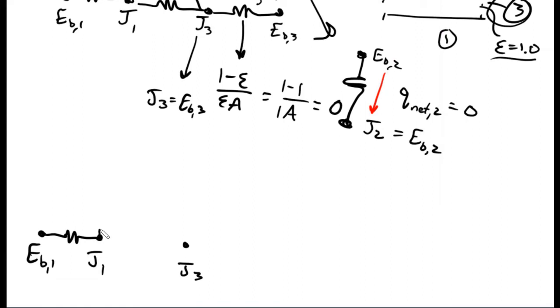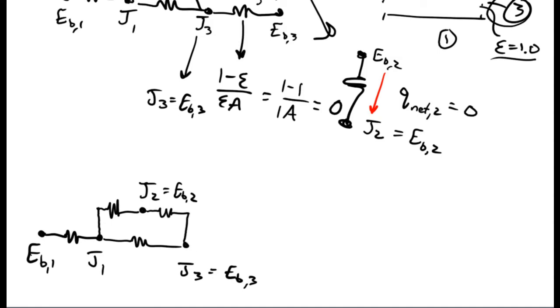Instead of a triangle, I'm just going to break this out. And so we still have these triangle nodes, right? So here's J2, which equals EB2, and here's J3, which equals EB3. Now, instead of drawing a resistor directly there, I'm just going to draw a resistance like this. Here's the resistor between J1 and J3, and then this resistor I'm going to draw like this. Now, do you see how to solve this problem?